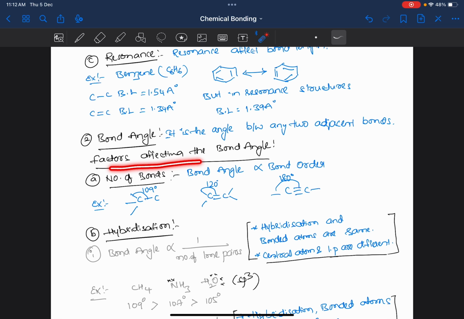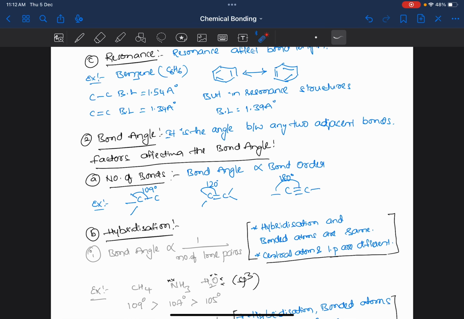Now, which factors affect the bond angle? Suppose atoms are arranged like this, then the bond length is explained in this way. If they are arranged like this, then the bond angle is explained in this way. So it is the angle between any two adjacent bonds. Now, which factors affect the bond angle?